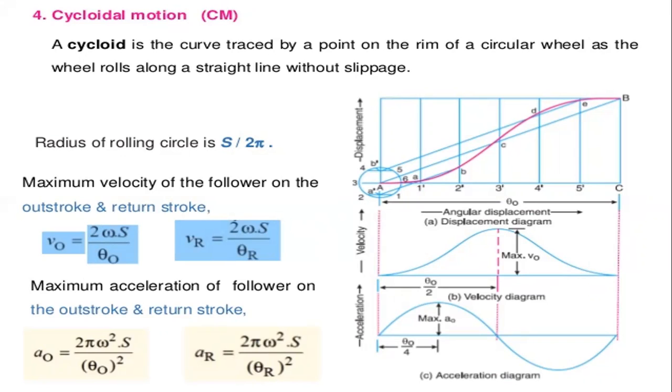So you can see a circle here. This is the circle, and we are going to trace the rim of the circular wheel as the wheel rolls along a straight line without slippage. Without the slippage, we are going to see that.